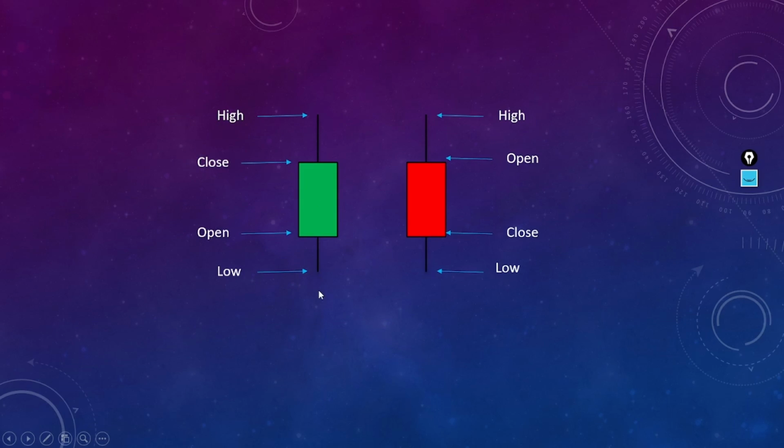For bullish candles, we have the lowest point here, which is the bottom of the wick. So this is the candle, and just like real candles have a wick, they have wicks at the bottom and top. For the bullish candle, this is the lowest point in the candle. This is the point where the candle opens, the point where the candle closes, and the high.